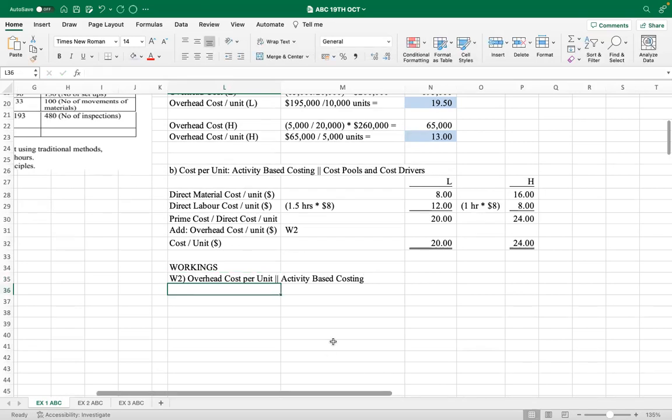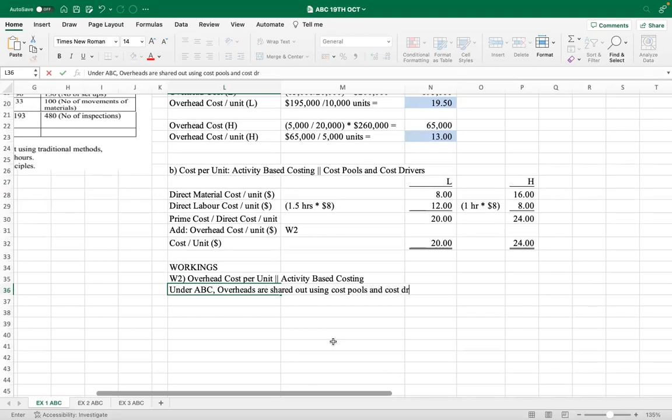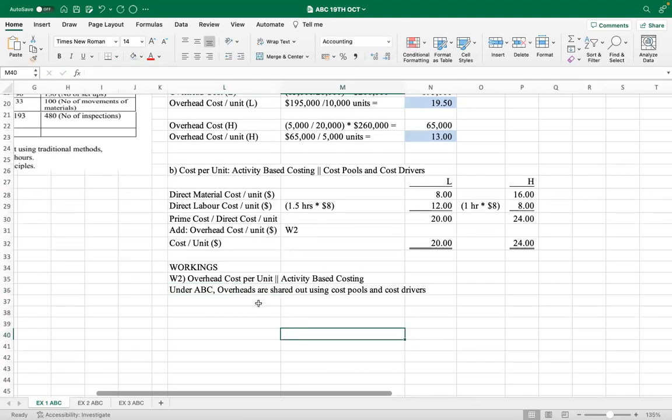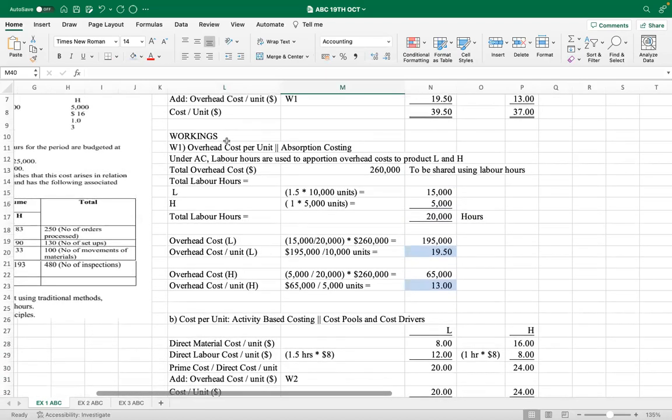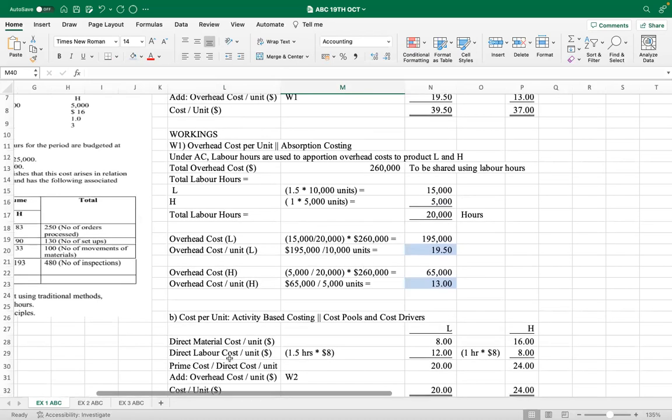Now, we said under ABC, overheads are shared out, are apportioned, in other words, using cost pools and cost drivers. We explained it in the previous part when we were looking at the theory in part 1. We are in part 2, which is solving an example.